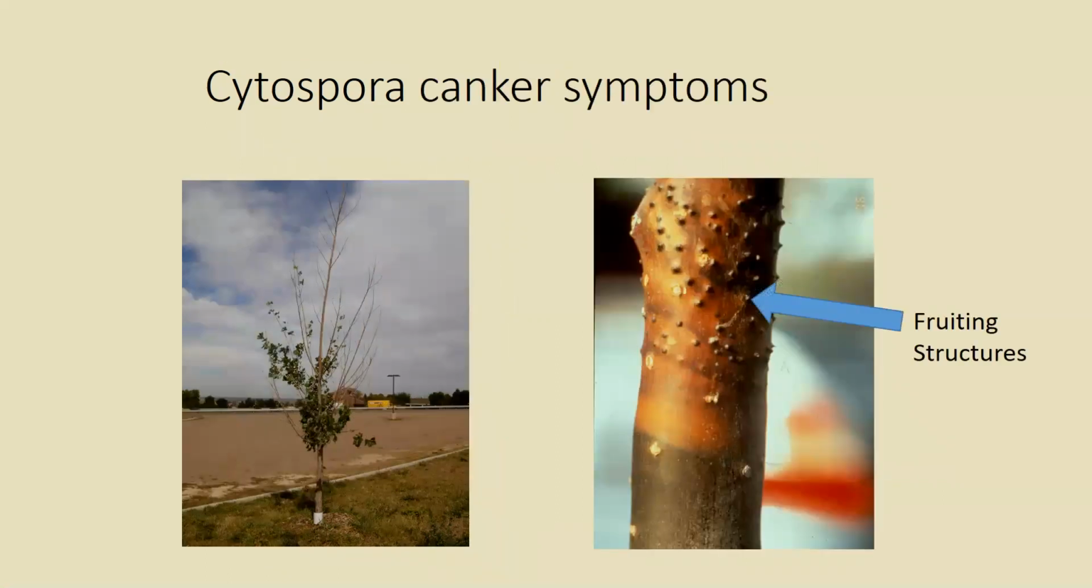Symptoms include the slow branch death that is represented by the picture on the left. If you follow the dead branch back from the tip toward the center of the tree, you should be able to find the canker that killed it. In the right-hand picture, you can see a canker, and it contains those pimple-like structures protruding through the dead bark. Those are the reproductive or fruiting structures of the organism.